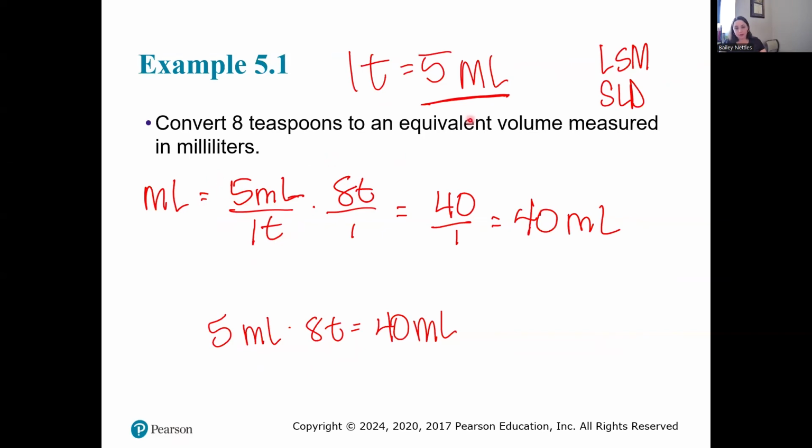Okay, I don't have any other numbers to use. So 5 times 8 is 40. 1 times 1 is 1. Divided by 1, it's still 40. All right, now I'm going from larger to smaller. So I multiply my conversion times what I have, and I get 40.